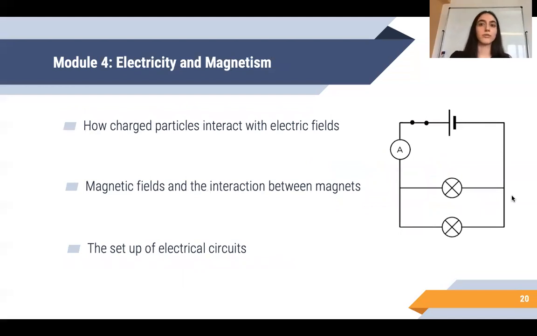And lastly, module 4 is electricity and magnetism. As you can probably guess, it's about electricity and magnetic fields. So you're going to learn about how electric fields interact with charged particles, how magnets interact with each other. And a big part of this module is electrical circuits. So you will learn the different types of circuits and how to set them up.